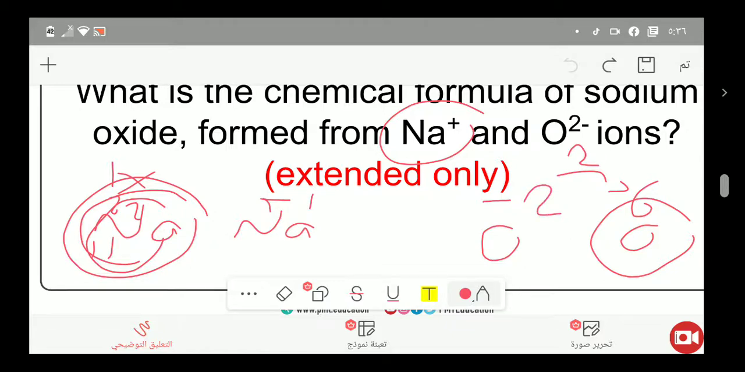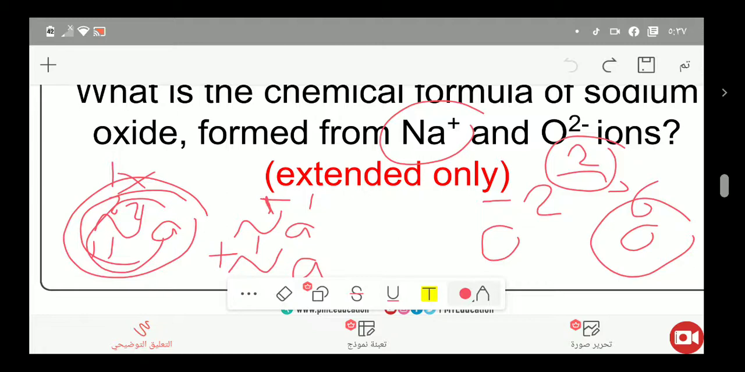So the oxygen atom needs 2 electrons, so it will take 2 sodium atoms, Na+ and Na+. Why 2? Because oxygen is group 6 and needs 2 electrons to have a stable outer shell. So it will gain 2 electrons. It will gain them from sodium, which can give 1 electron, and we will have another sodium atom which gives oxygen another electron.